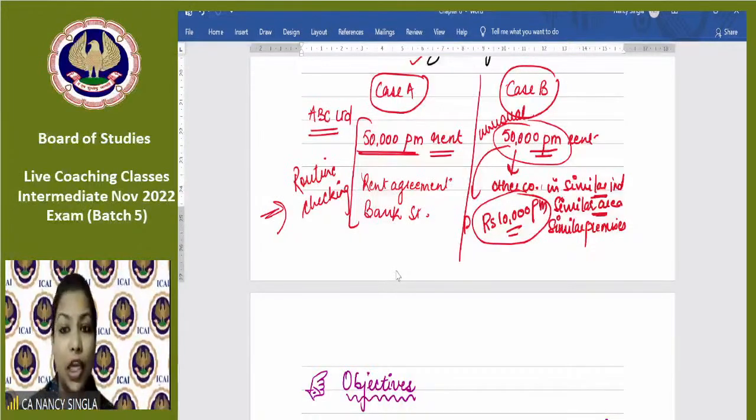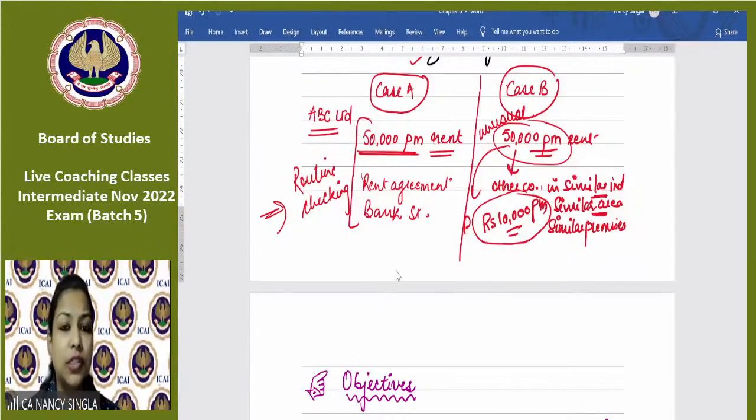See, in case A, the auditor performed the entire detailed checking. He performed a test of details, or I can say he performed the routine checking: the rent agreement, the bank statements, the payment vouchers, each and everything. And he found that 50,000 per month has been paid for a period of 12 months. So it is getting correctly reflected in the financial statement, in the P&L account.